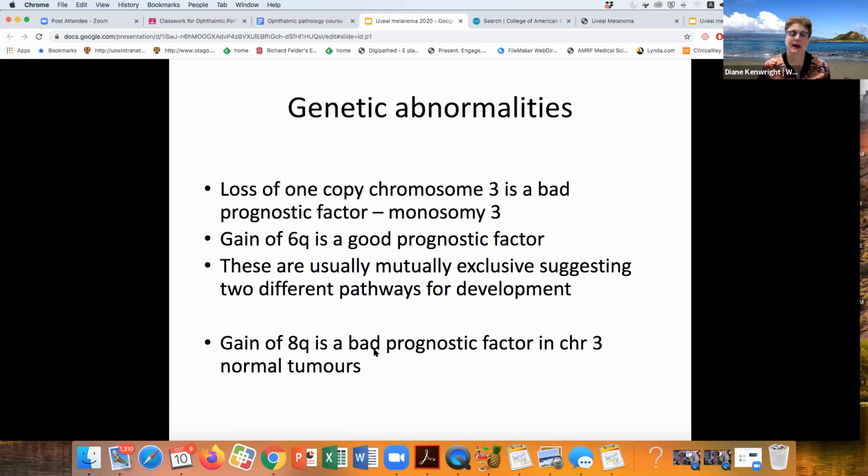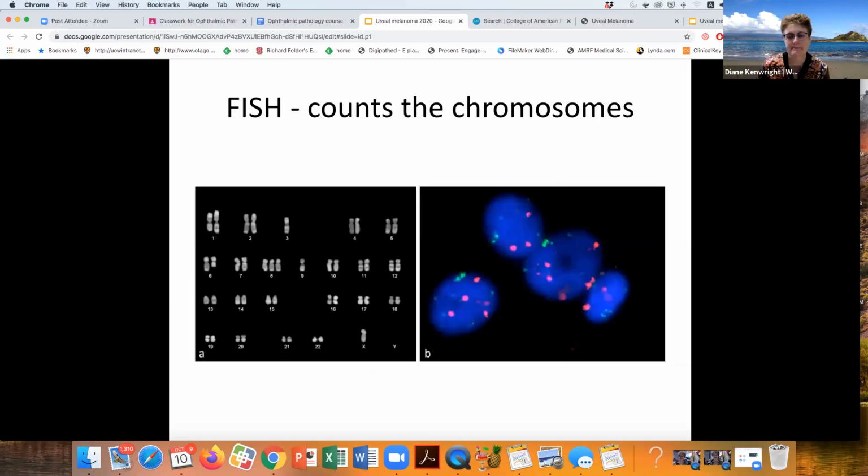So genetic abnormalities. I'm sure you all know this, that monosomy 3 is bad, gain of 6q is a good prognostic feature, and there are 2 mutually exclusive pathways. Melanomas can either go down the monosomy 3 or the chromosome 6 pathway. And if they're down the monosomy 3, then they can have gain of 8q, which is even worse. So there are kind of 3 genetic categories that they fall into.